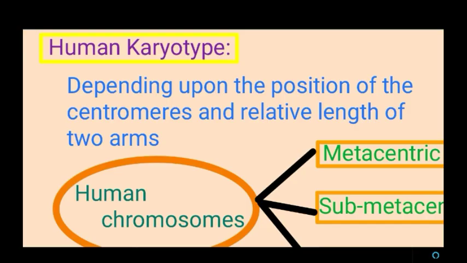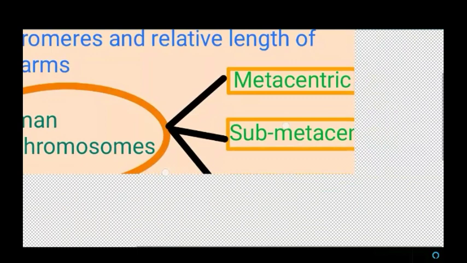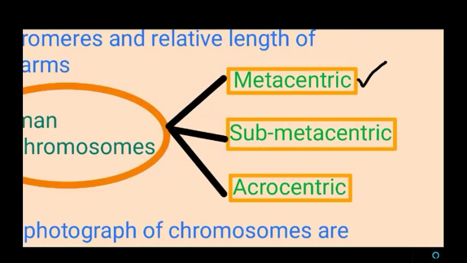Next we are going to see the human karyotype. Already you have learned about the structure of a chromosome. A chromosome possesses two arms, and at the center there is a centromere. Depending upon the position of the centromere and the relative length of the two arms, human chromosomes are divided into three types: metacentric, submetacentric and acrocentric.